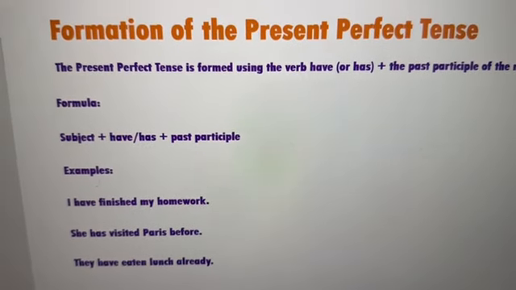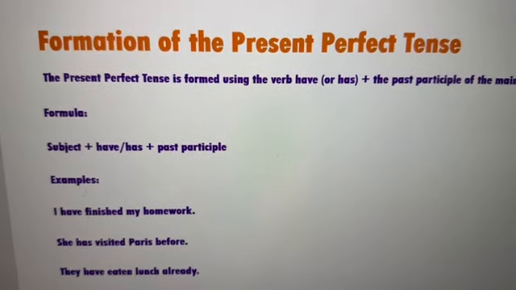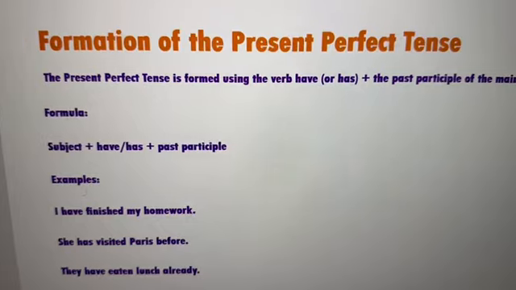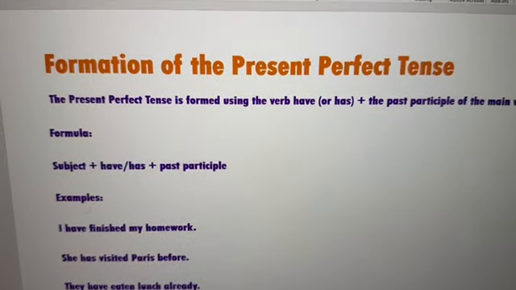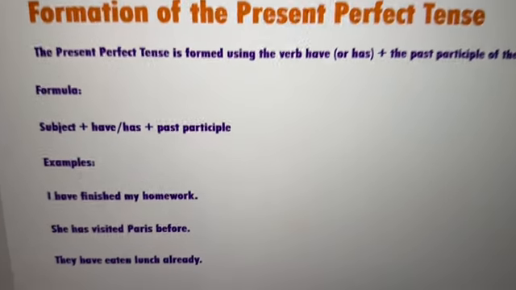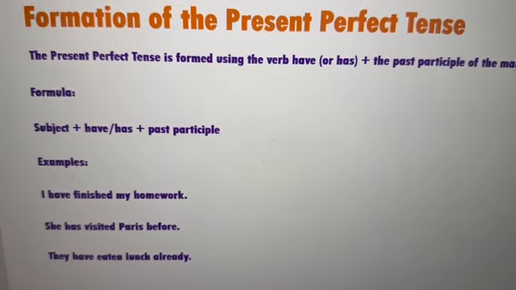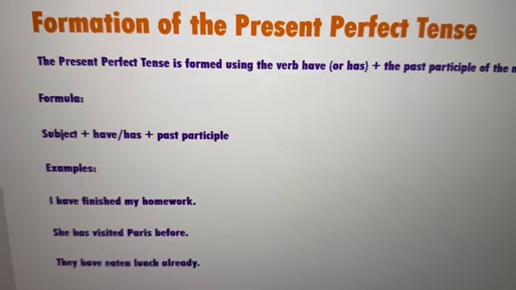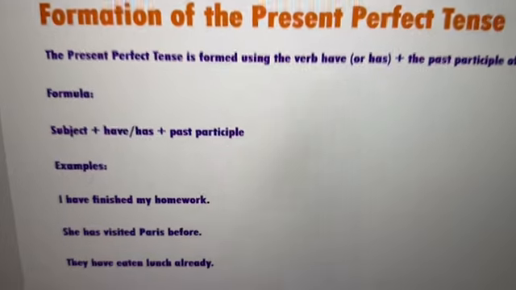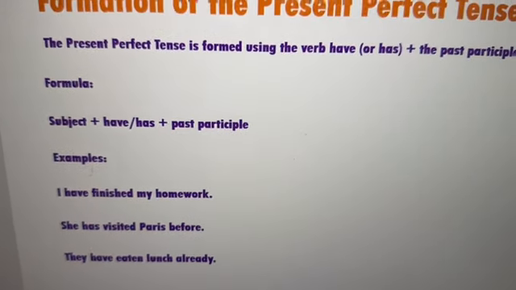And the negative form will be only by putting not after the auxiliary verb, which is have or has. For example, I haven't finished my homework. And the interrogative will be by putting the auxiliary verb at the beginning, like: Have I finished my homework?